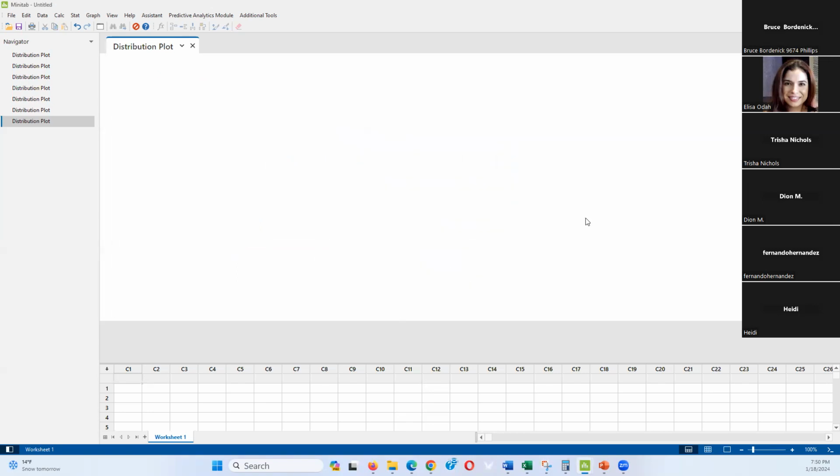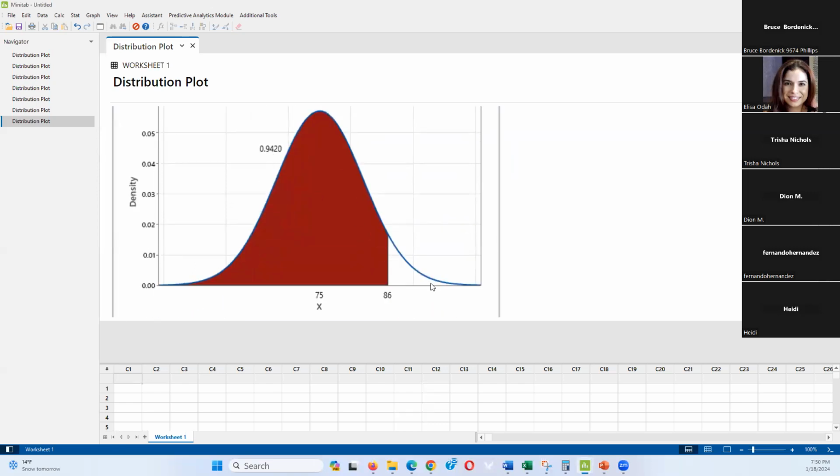And now you can get the answer, which is about 94 percentile. So based on all data, if you know the mean and standard deviation, and you want to see in what percentile that number will be. So John scored 86, and he scored in the 94th percentile because almost 94% of the masses scored less than John.